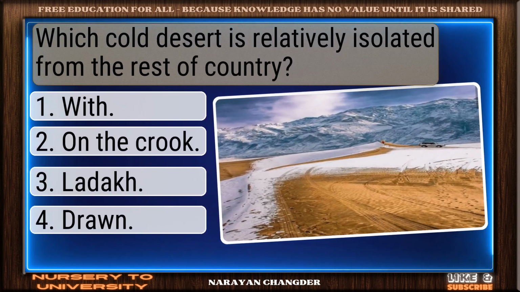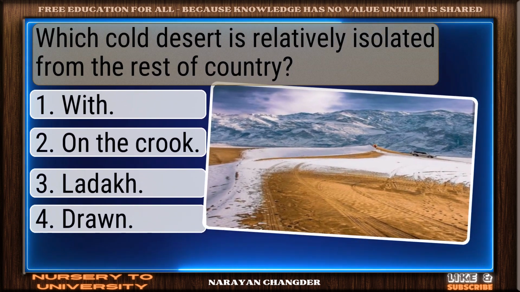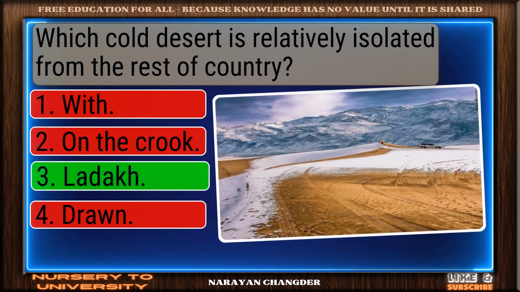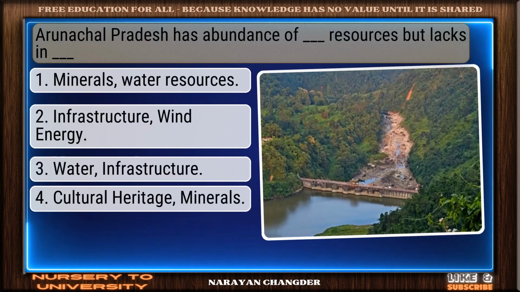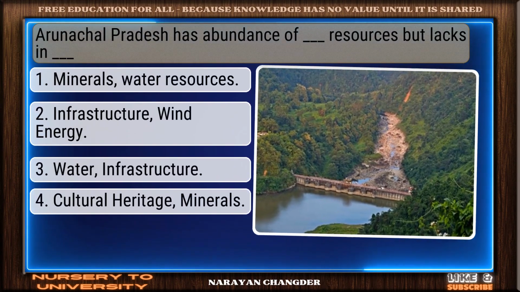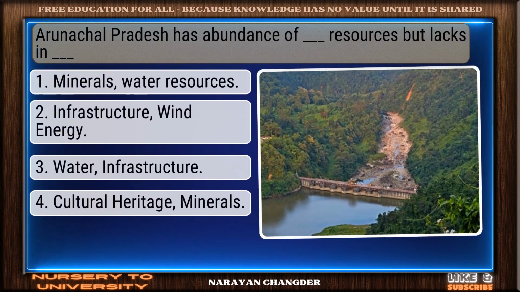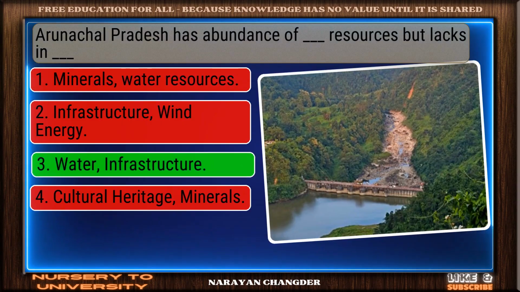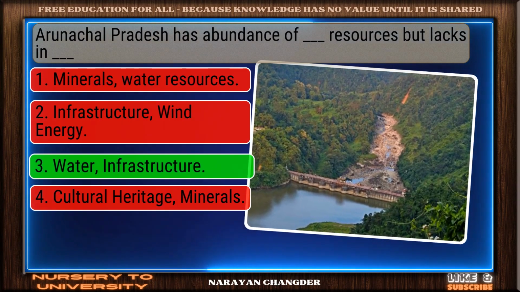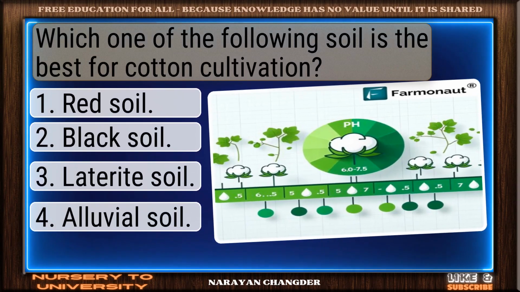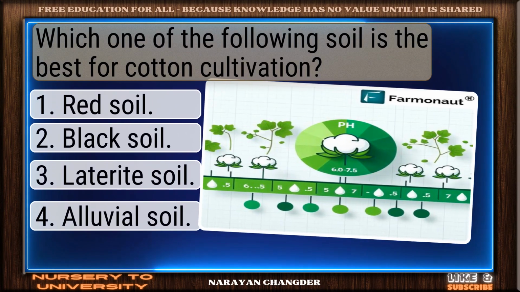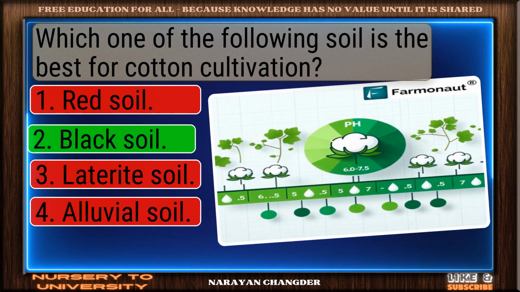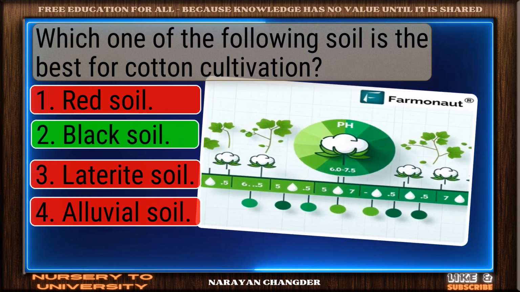Which cold desert is relatively isolated from the rest of country? Great thinking. Ladakh is right. Arunachal Pradesh has abundance of resources but lacks in. Correct. Water infrastructure is spot on. Which one of the following soil is the best for cotton cultivation? Smart pick. Black soil is correct.